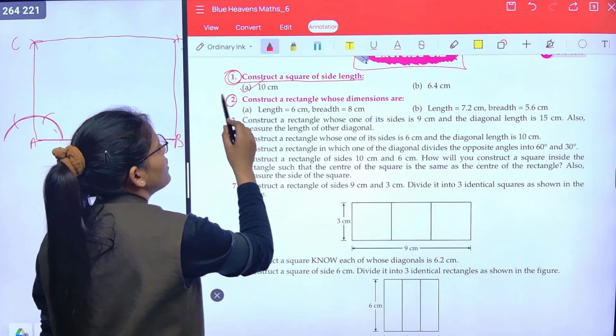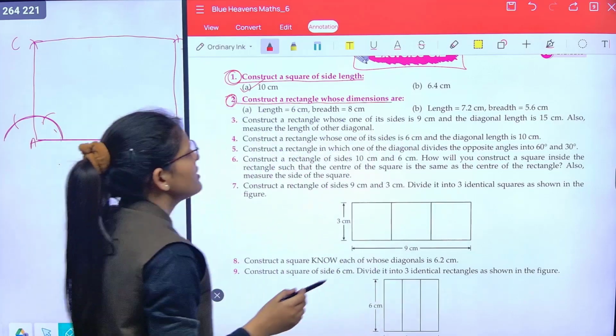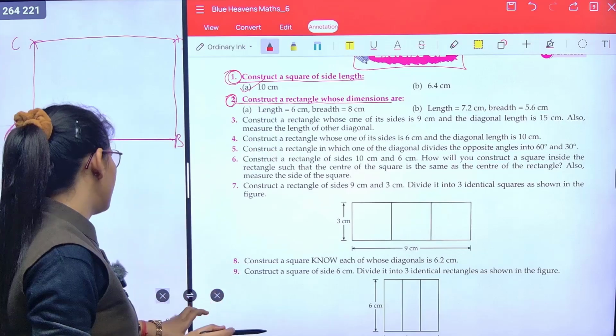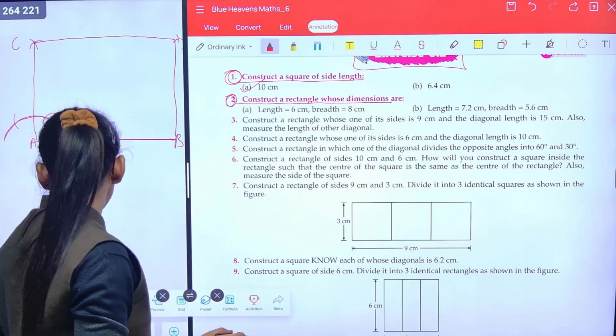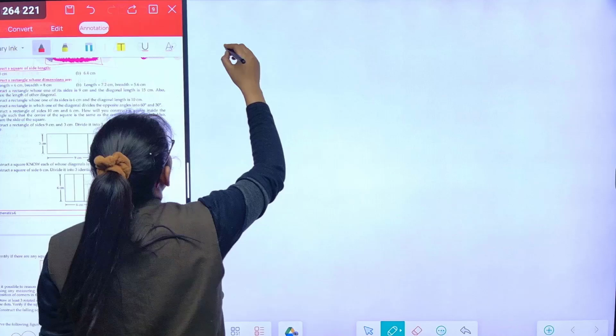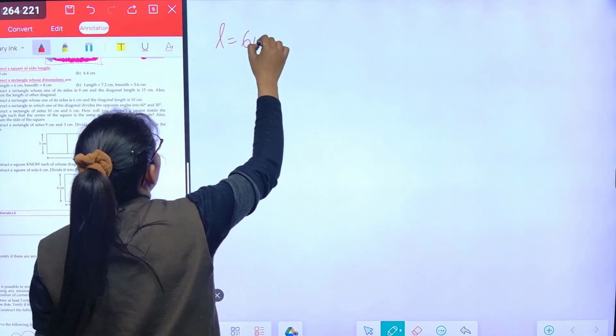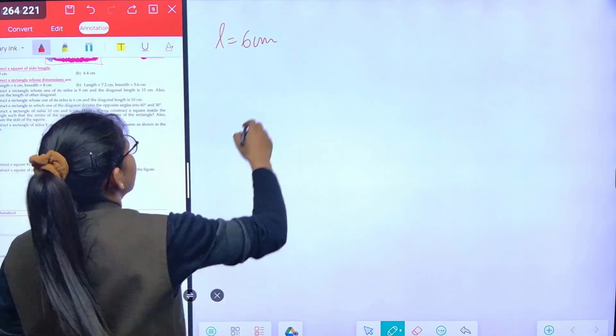Come on, question number 2. Construct a rectangle whose dimensions are length and breadth. Now class, you can see here, length is equal to 6 centimeter and breadth is equal to 8 centimeter.